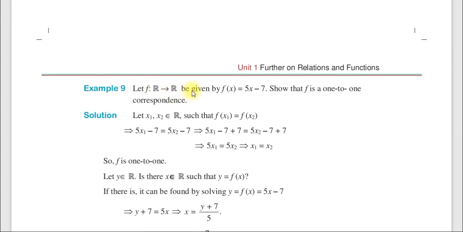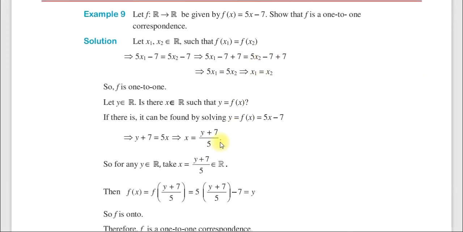Let f: R to R be given by f of x equal to 5x minus 7. Show that f is a one-to-one correspondence, that is, show that it is a one-to-one function and also onto. Let x1 and x2 be elements of R such that f of x1 is equal to f of x2. Then 5x1 minus 7 is equal to 5x2 minus 7, so x1 is equal to x2. Therefore f is one-to-one.